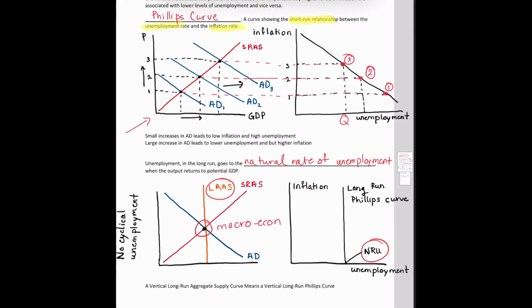I'll shorten this. And so a vertical long-run aggregate supply curve must mean or infer that we have a vertical long-run Phillips curve. So the short-run Phillips curve is downward sloping. The long-run Phillips curve is going to be vertical.